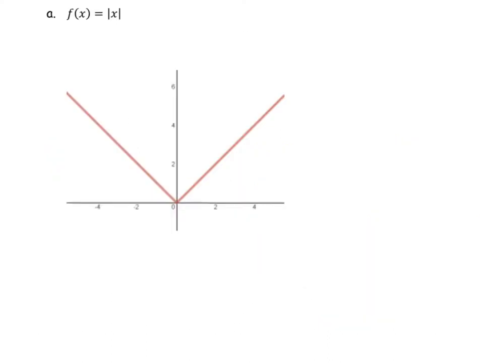All right, so take a look at the function f of x equals the absolute value of x. Graphically, we can see that at x equals 0, something interesting is happening. It looks like the function changes direction very suddenly. And so the question would be, is f of x differentiable at x equals 0?